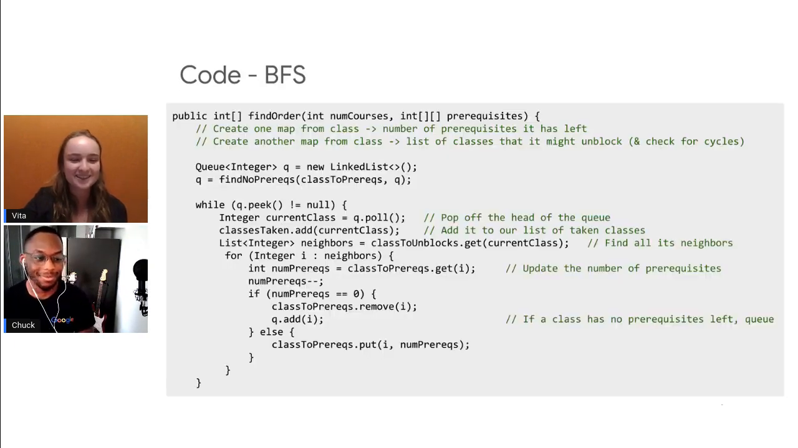There's some cleanup code of just making sure, similar to what Chuck said, returning an array in the format that is expected and handling some edge cases, making sure that the number of classes that I did actually end up taking are the same as the number of classes that I'm expected to take. And you can check out the full code in the attached information.